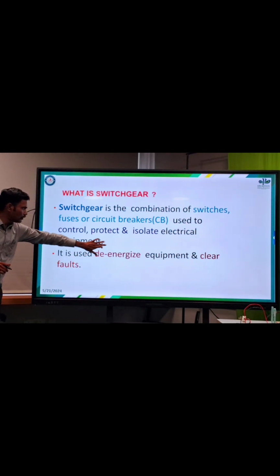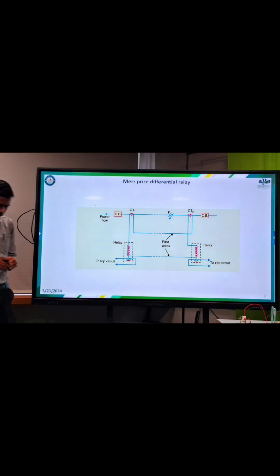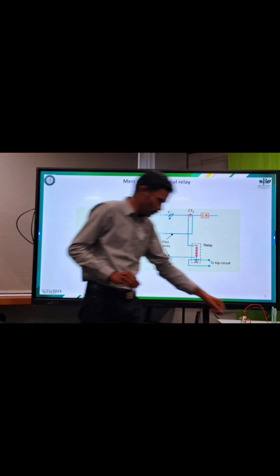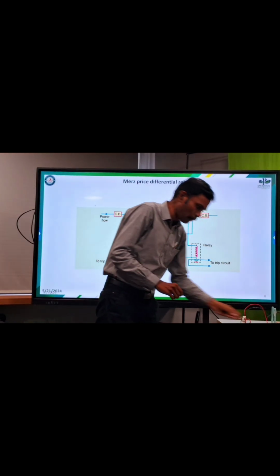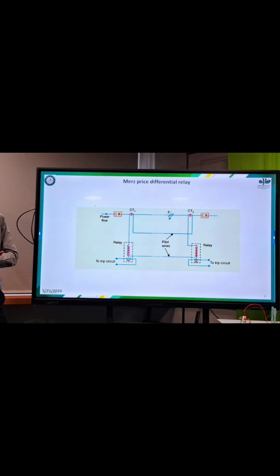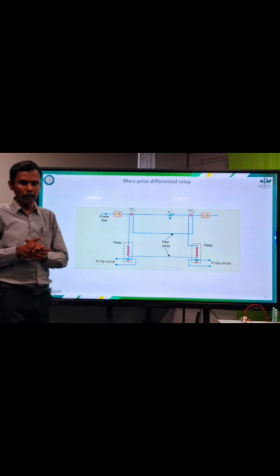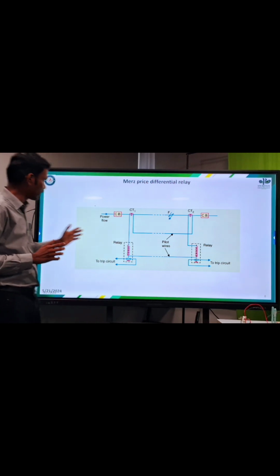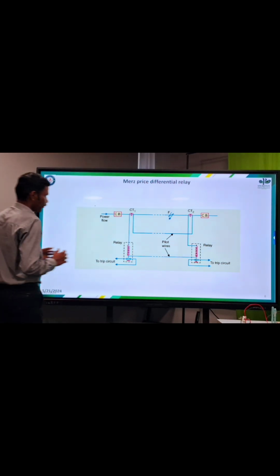And then here is the main thing, as we are talking about the relay. Relay plays a vital role. Relay is the backbone of your entire power system. So when the relay operates, it plays a vital role. Here I can take the best example, which is the biased differential relay.